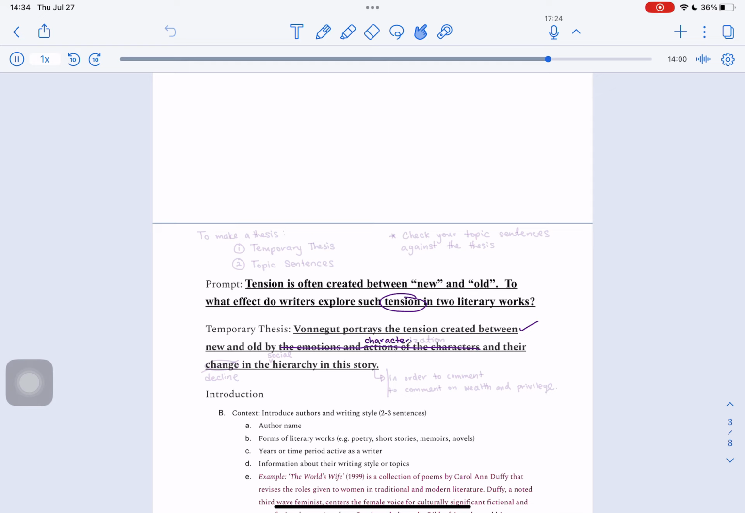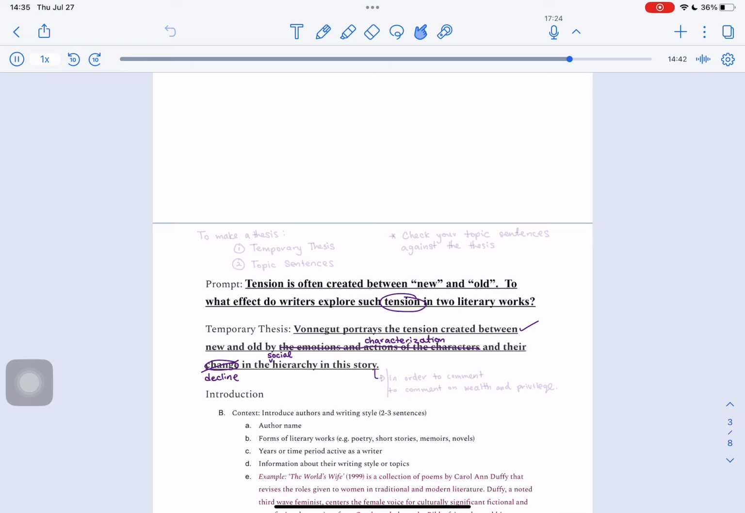Characterization. That's the device. Characterization is making a character. And their change. You're going to change his social hierarchy. And can we define what kind of change? Decline. The word of the day. So Vonnegut portrays the tension created between new and old by characterization and their decline in the social hierarchy.